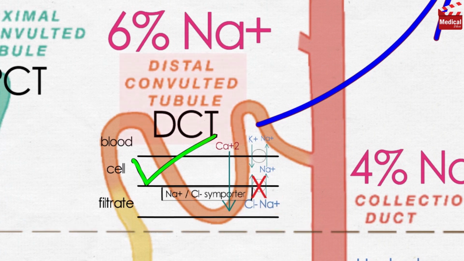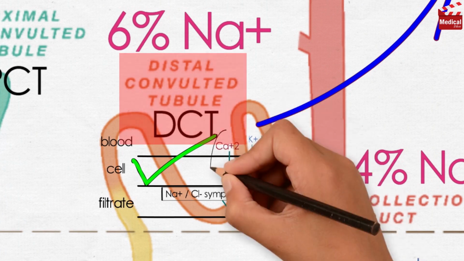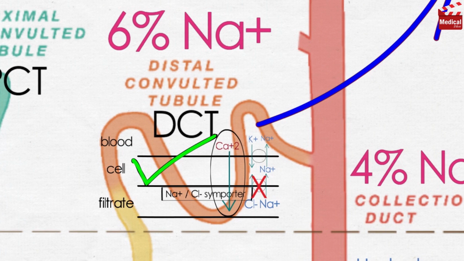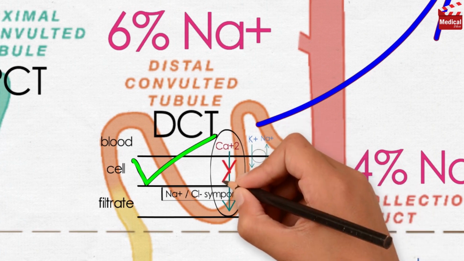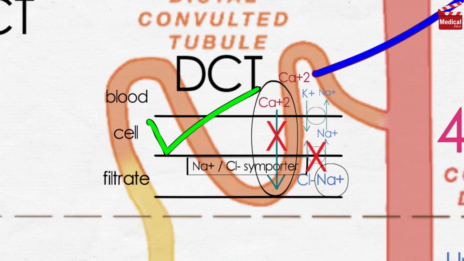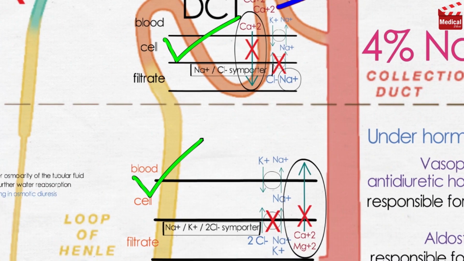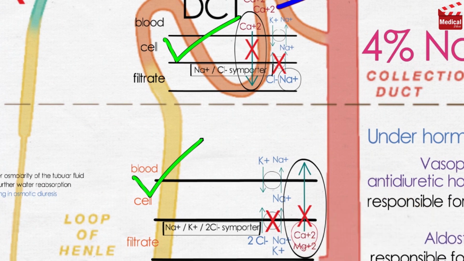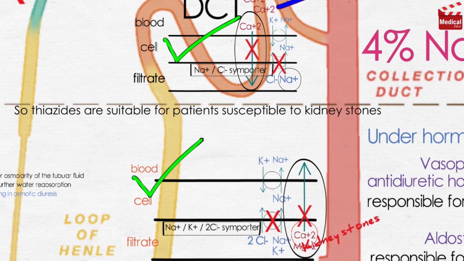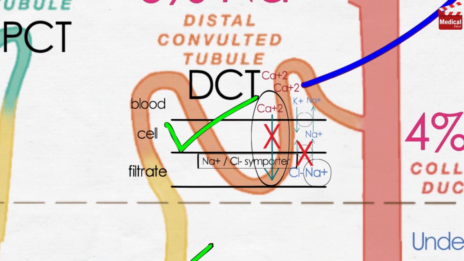As we said before, in the DCT, sodium reabsorption is accompanied by calcium excretion in urine. So, when thiazides inhibit sodium reabsorption, they decrease calcium excretion in urine, causing hypercalcemia, in contrast with the loop diuretics, which increase the calcium concentration in the urine, causing kidney stone formation. So thiazides are suitable for patients susceptible to kidney stones. Thiazides also increase the loss of potassium and magnesium.